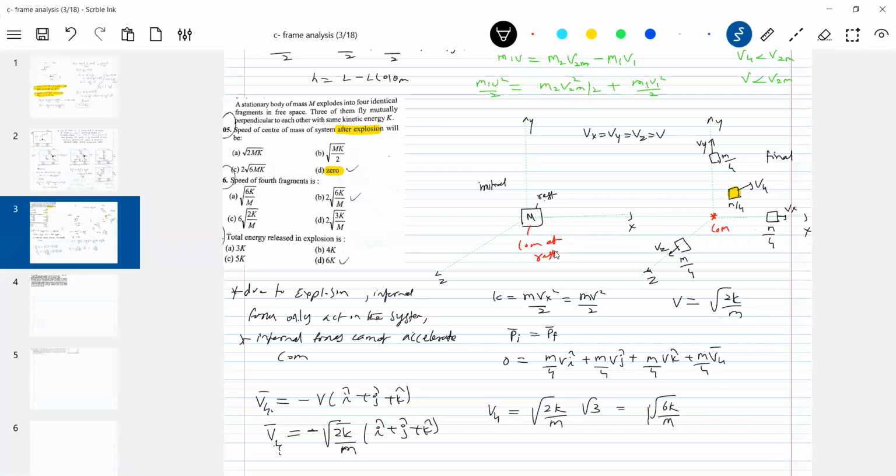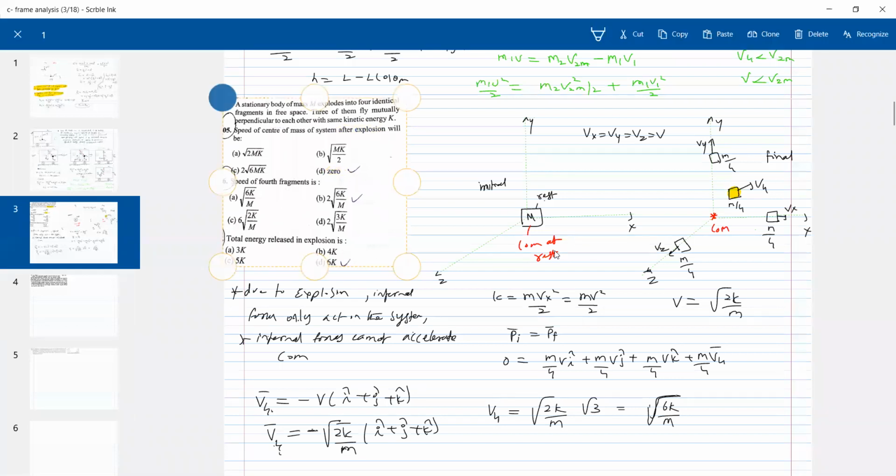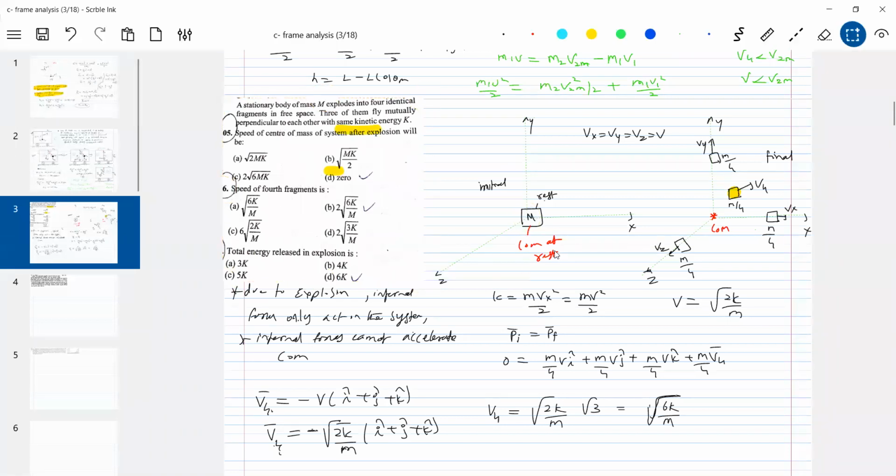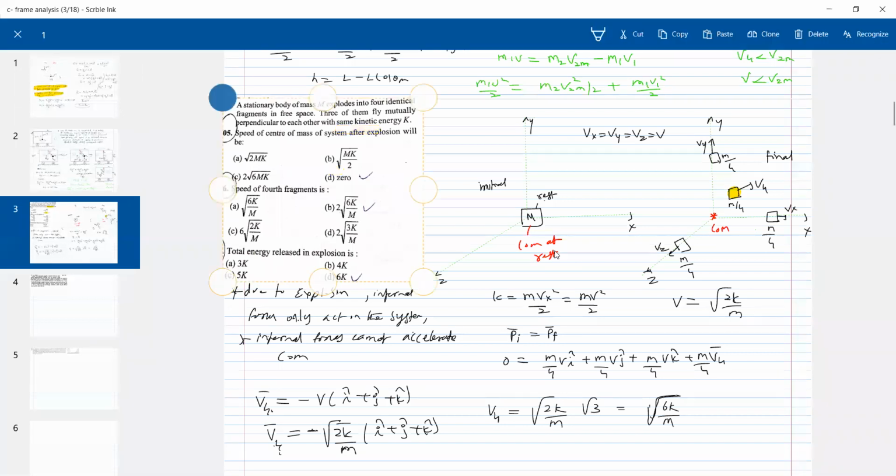Okay, no? So like this, for the speed of the fourth fragment, from conservation of momentum I get the expression for V4 bar. Then I'll proceed like this. Then it is option A. Okay, what we got? Option A is there, 6k by m. Let me check the calculation once.